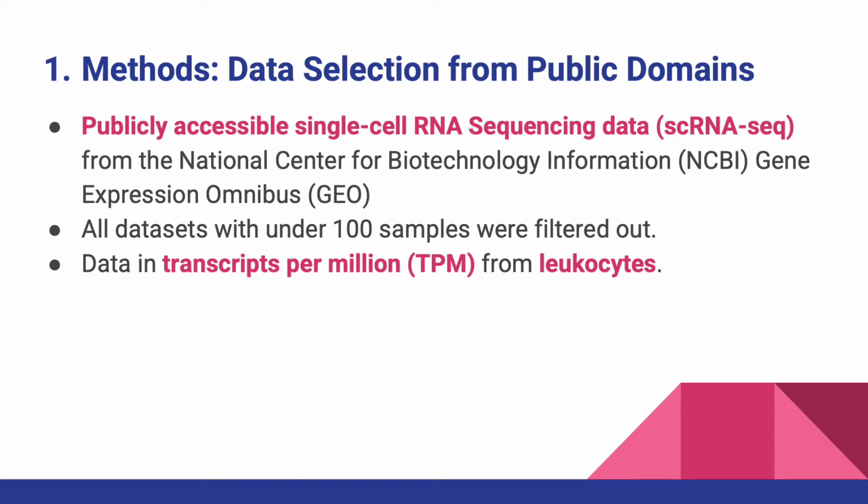Okay, so I obtained my data from NCBI's publicly accessible database. One of my data selection criteria was to have a data set with more than 100 samples. This is really important for machine learning, mostly because the algorithm has more examples to build a model off of, which will improve the model accuracy. And the data that I ended up choosing was in transcripts per million and was derived from tissue origin of leukocytes, which is just the overarching term for all white blood cells.